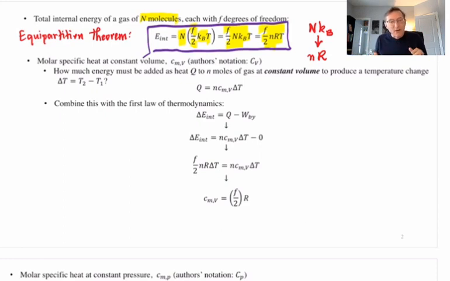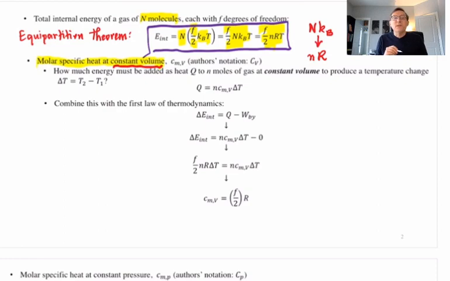All right, armed with that result from the equipartition theorem, we're going to get back to the question I started with. Got an ideal gas in a container. We're going to add energy as heat Q under specified conditions and figure out how much the temperature changes. So here we go. For that, we will need to talk about the concept of molar specific heat, and let's start with constant volume.